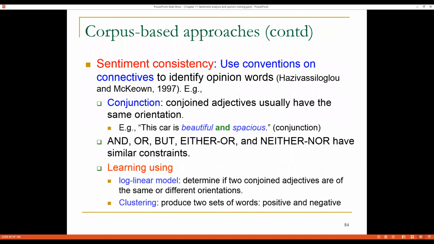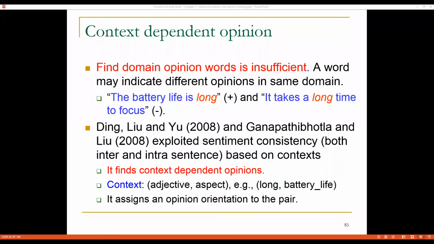They use conjunctions, where conjoined adjectives usually have the same orientation. For example, the car is beautiful and spacious. And, or, but, either-or, and neither-nor have similar constraints. There's learning using a log-linear model, which determines if two conjoined adjectives are of the same or different orientations, and also clustering, which produces two sets of words based on their polarity, whether positive or negative.